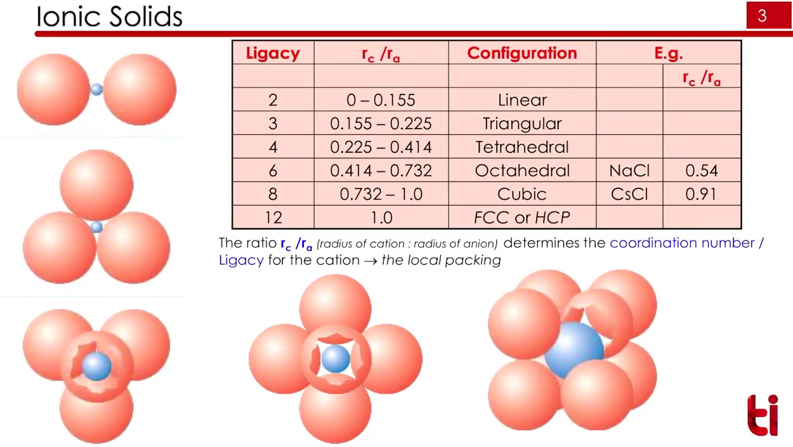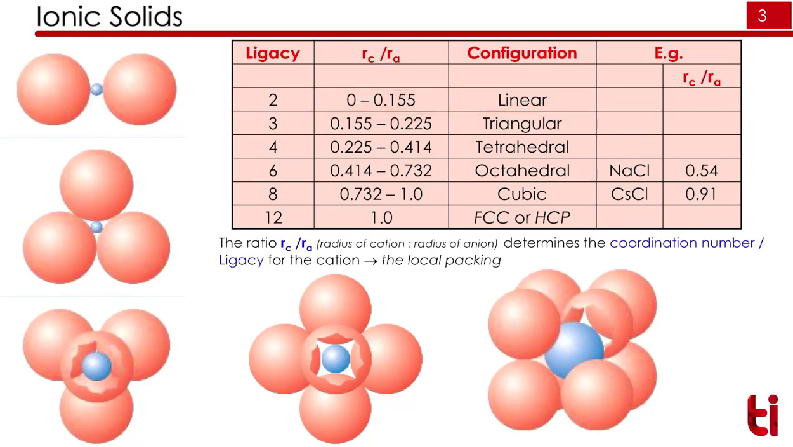So depending on the configuration of the cation, we have some coordination numbers, also called ligancy. This is called ligancy or coordination number, depending on the ratio of cation to anion. For example, if we have a cation in between two anions, we call this linear configuration, and the coordination number or ligancy is 2. Here the radius ratio lies between 0 to 0.155. This is called linear configuration. It touches two other anions.